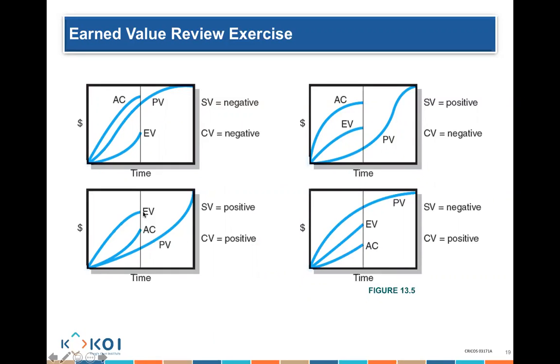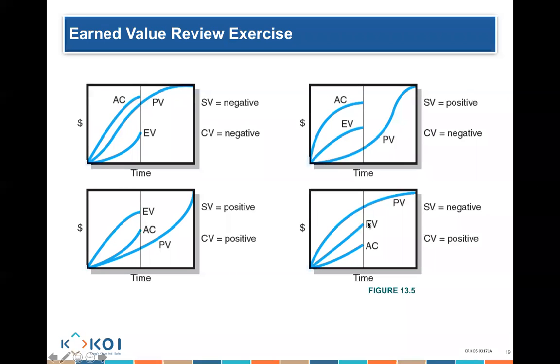Look here, earned value is on top. Earned value minus actual cost, earned value minus planned value, it is positive. So I am under budget, I am ahead of schedule. Here, earned value minus actual cost is negative. So I am over budget. Earned value divided by planned value is positive. So I am ahead of schedule. So schedule is positive, budget is negative.